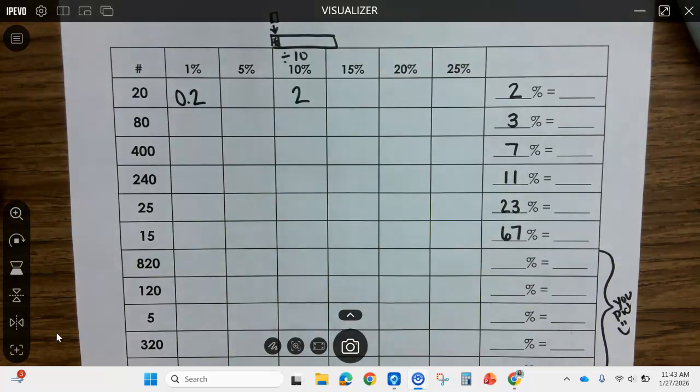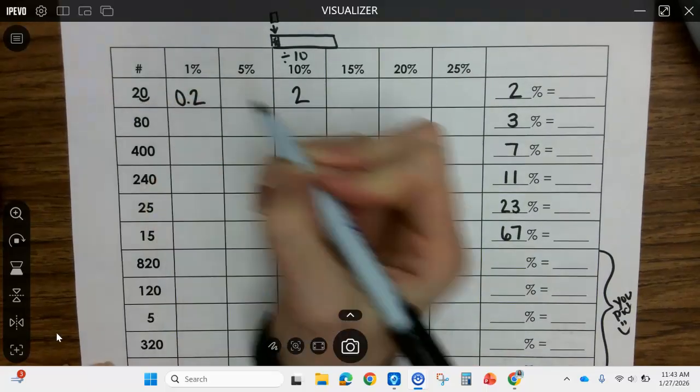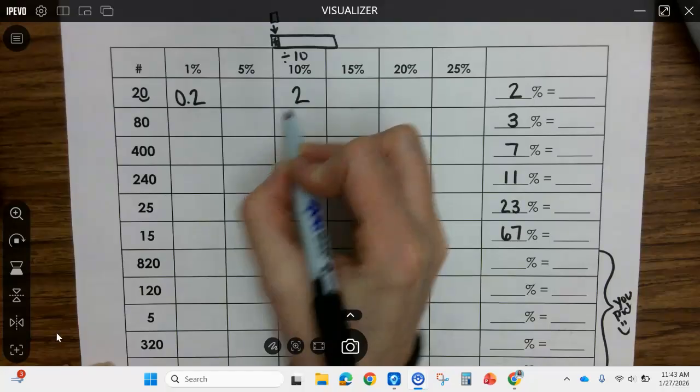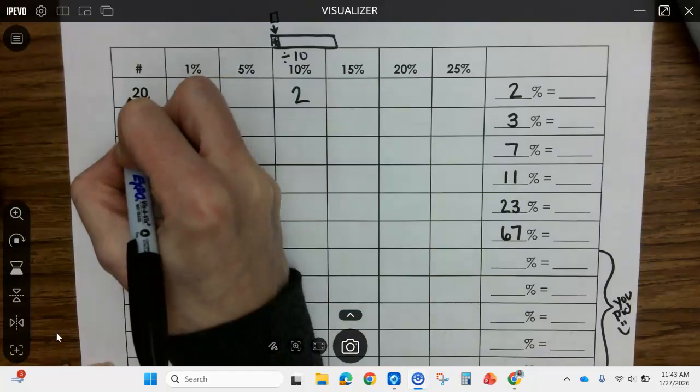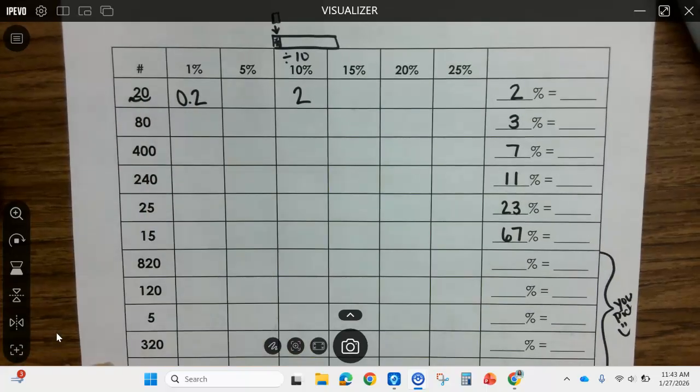Another strategy, though, is when you're dividing by 10, you're moving the decimal once. So that gives us 2. And when you divide by 10 again, the decimal is going to move to the left, and the decimal will then be in front of the 2. So that is a shortcut if you can remember that shortcut. If you can't remember which way to move the decimal or how many times, then don't use that strategy.